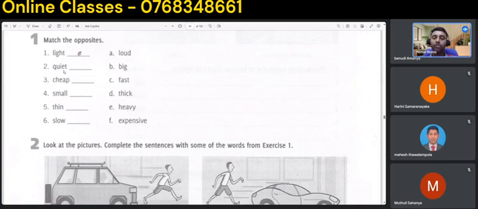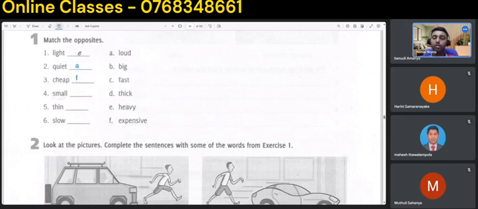Quiet. When you say quiet, what's the opposite? The opposite is loud. Cheap. If it is cheap, the opposite is expensive. The answer is F. Cheap, expensive.